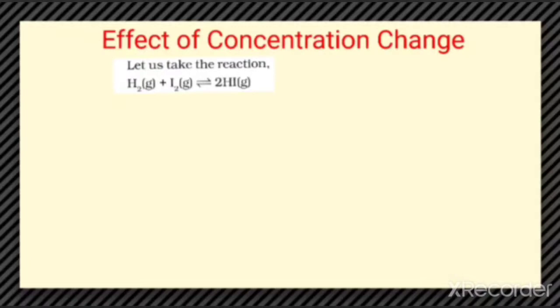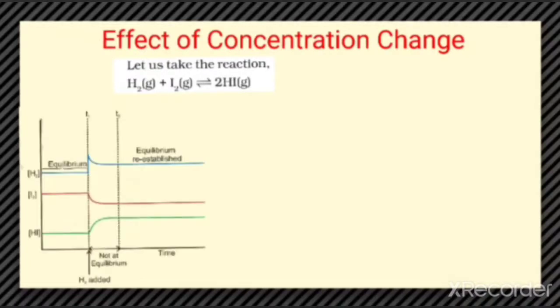We can explain this with the help of a graph. Here the graph is a plot of concentration versus time for this equation. Now look here. In this equation, on the reactant side we have H2 and I2, and on the product side we have 2HI.